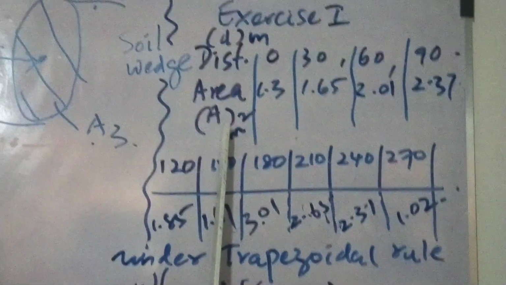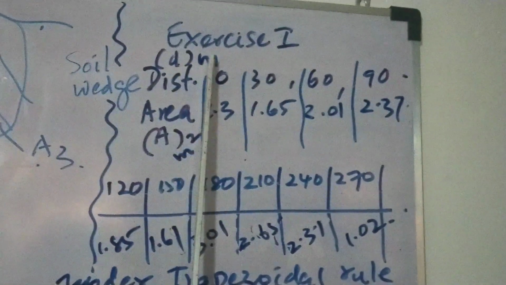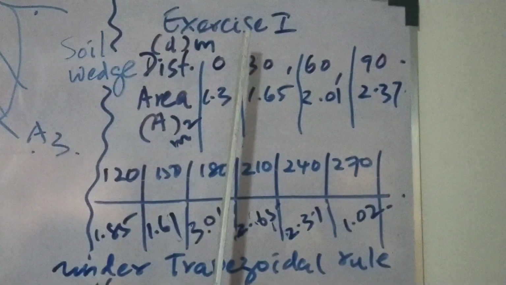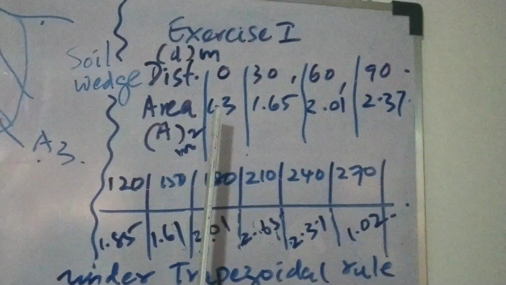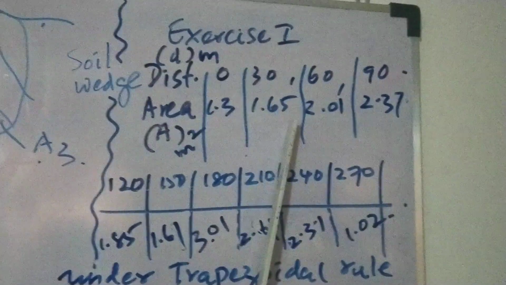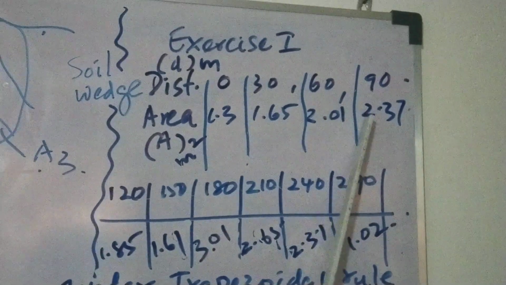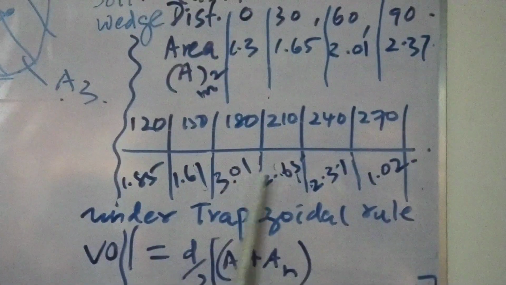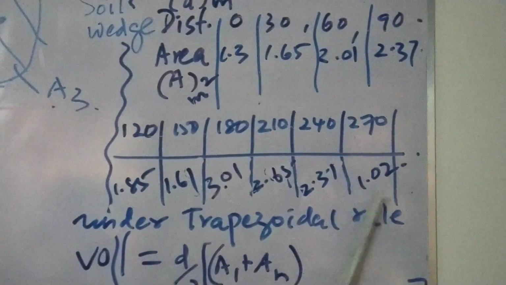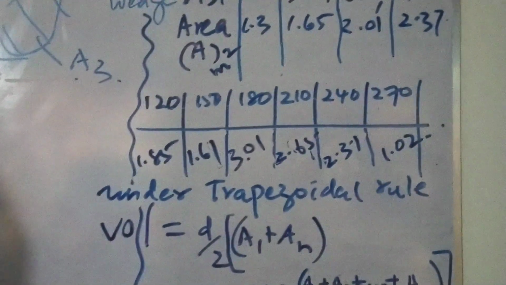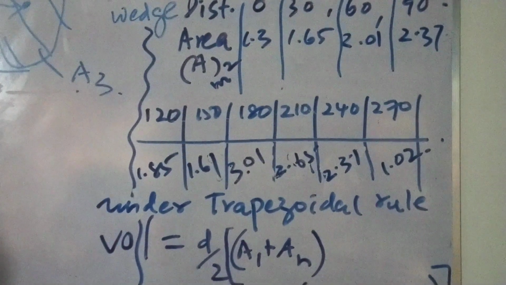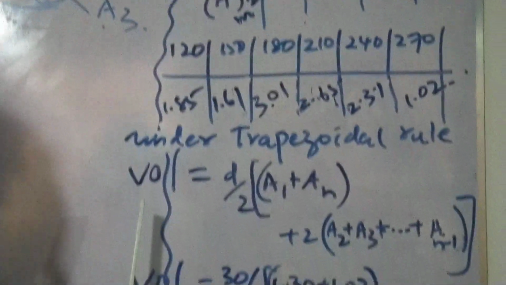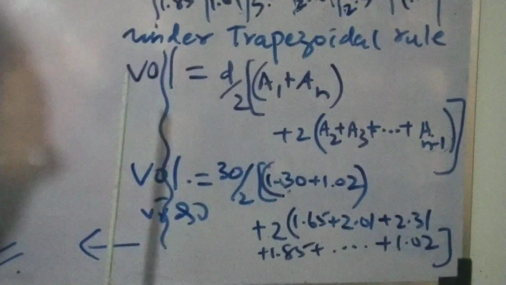Area A is in meter squared, the distance in meters. So the areas are 1.30, 1.65, 2.01, 2.37, 1.85, 1.61, 3.01, 2.65, 2.31, 1.02, right? Then we want to compute the volume. Volume means the volume of soil in the canal, right?